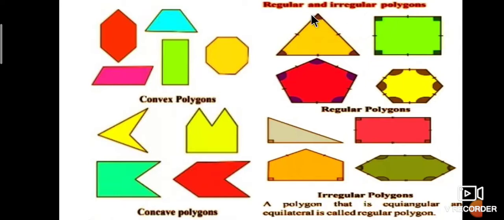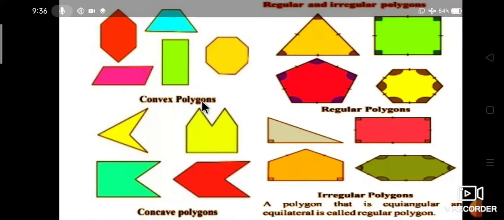Next type is regular and irregular polygons. What are regular polygons and irregular polygons? Observe these figures. We have to discuss regular polygons and irregular polygons. Regular polygons here: triangle, rectangle, pentagon, hexagon. These are all called regular polygons. Here we consider these as irregular polygons.